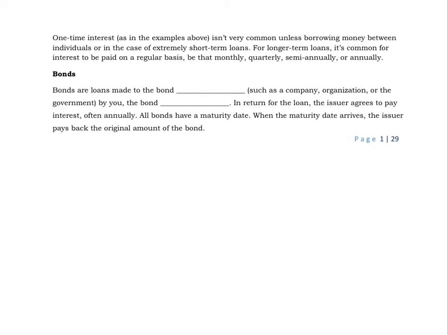Okay, hopefully you're paying that monthly. Let's look at bonds. Bonds are loans made to the bond issuer, and that would be like a company, organization, or the government, by you, the bond holder. Sometimes you might see school districts hold a bond election. They're trying to raise money for a new library or whatever they're trying to raise money for. In return for the loan, the issuer agrees to pay interest, often annually.